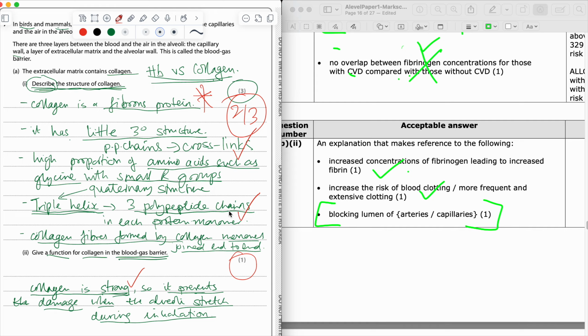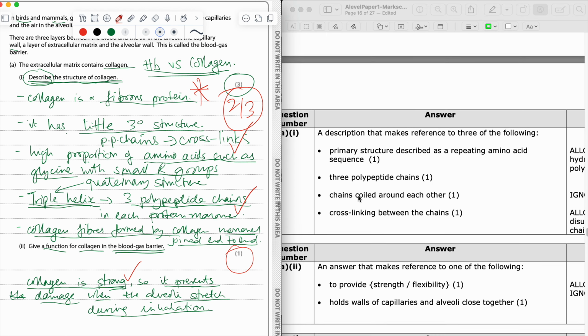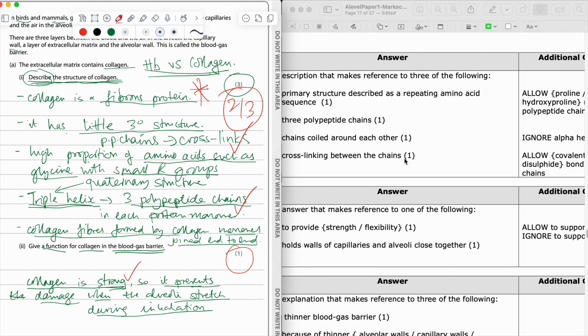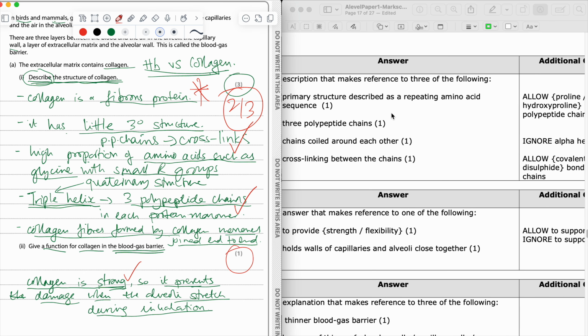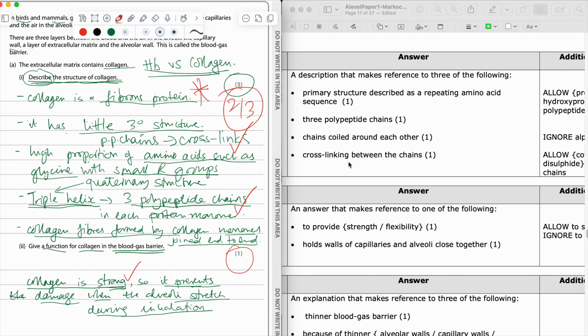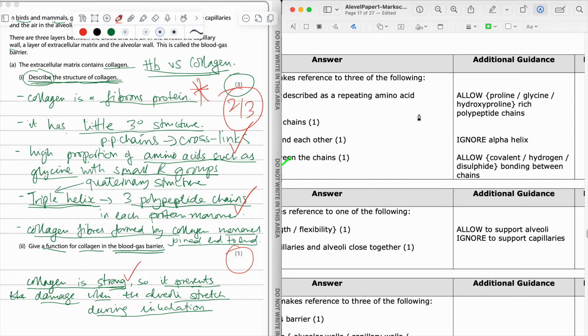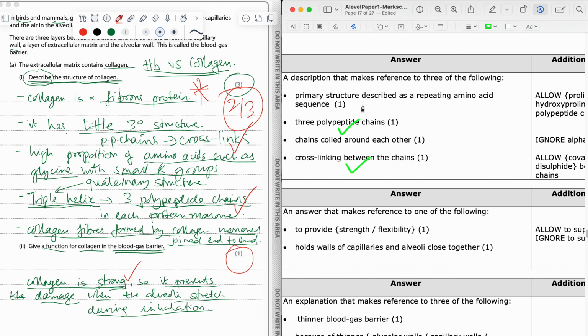polypeptide chains, 3 chains, small R groups was fine. Let's just have a quick look at that mark scheme. 3 polypeptide chains, repeating amino acid sequence, chains. I did say cross-linking. I did say 3 polypeptide chains. I said triple helix, but perhaps I should have said, well, I did say 3 polypeptide chains. Primary structure described as a repeating amino acid sequence allow, and I did say small R groups glycine.